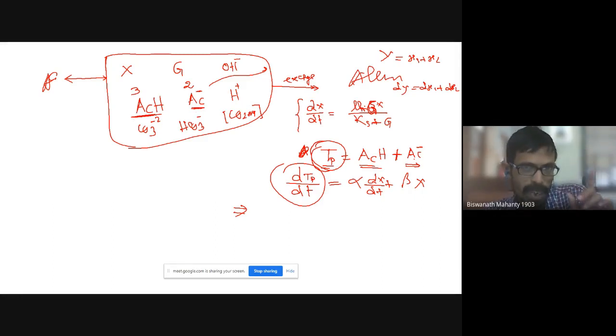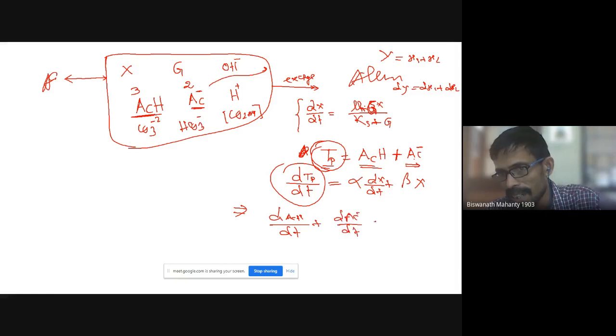Acetate is broken down means this is some acetate, this is acetic acid. Both are the same molecule, CH3COOH or CH3COO minus something. So essentially, both things are talking about acetate or acetic acid together. So I will write simply d(acetic acid)/dt plus d(acetate)/dt equal to alpha dX/dt plus beta X.